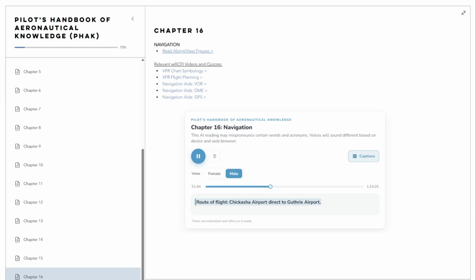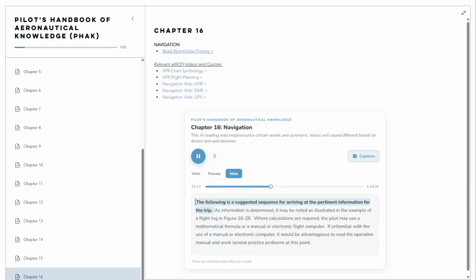Route of flight: Chickasha Airport direct to Guthrie Airport. True airspeed, TAS, equals 115 knots. Winds aloft equals 360 degrees at 10 knots. Usable fuel equals 38 gallons. Fuel rate equals 8 GPH. Deviation equals +2 degrees.